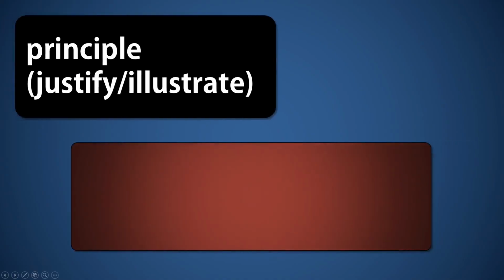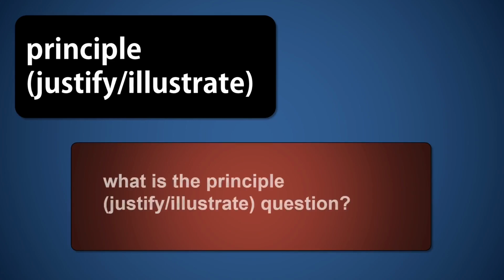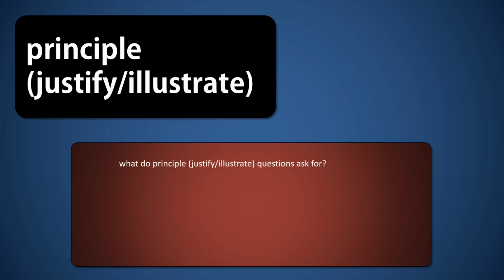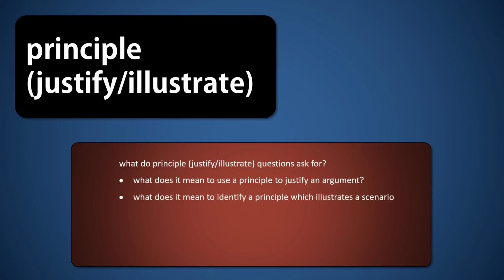All right, so in this video, we're going to go over the principle justify and illustrate questions. So what is the principle justify and principle illustrate question? What do these questions ask for? What does it mean to use a principle to justify an argument? What does it mean to identify a principle which illustrates a scenario? How do these questions appear in the test? How do we approach these questions?